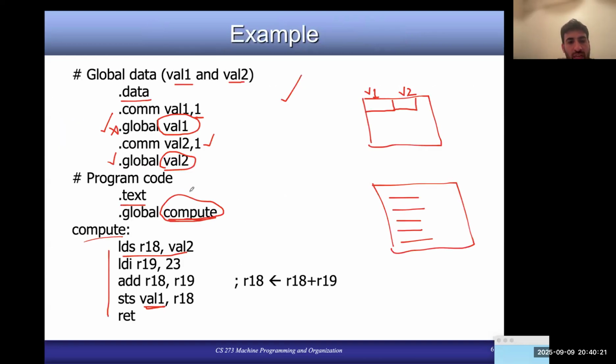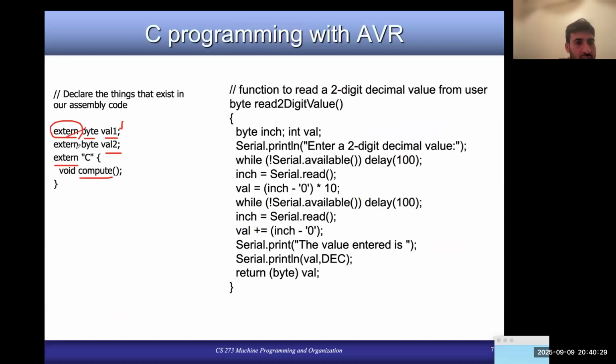But then we also need to make it visible in the assembly file. Otherwise, if we don't use this .global and we use only these external keywords here, we will not be able to access them. Okay. Now here we have, actually, the same code which we have seen in our lab 2.